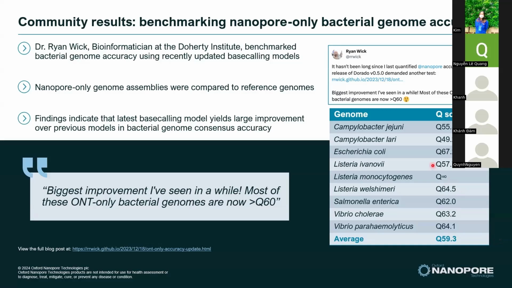And this includes, in this list, for instance, E. coli or Salmonella enterica that has about 50 to 53% GC content. And you can see from his comment here, he said, this is the biggest improvement that I've seen in a while. Most of these ONT-only bacterial genomes are now more than Q60.